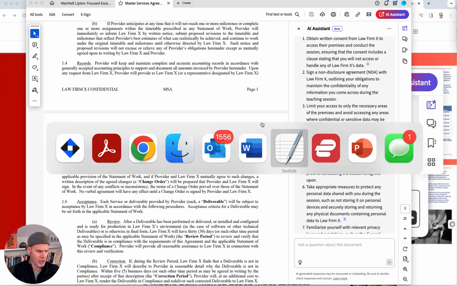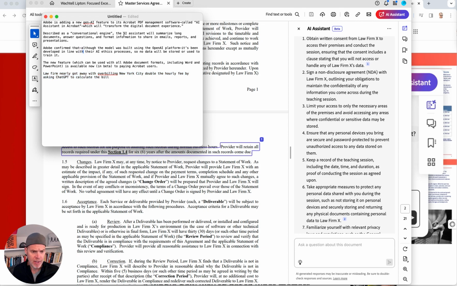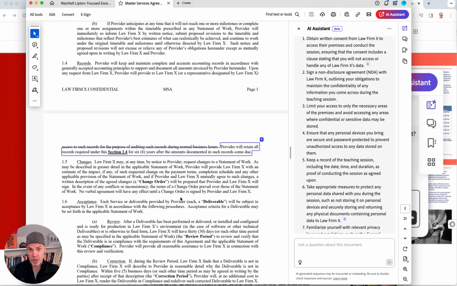One other thing I'll just share here. It's based on OpenAI's platform. So that's really what's driving this, is OpenAI. I don't know which version of GPT is doing it, but obviously Adobe has applied its own responsible AI and alignment standards. So that's my first run with Adobe's AI assistant.